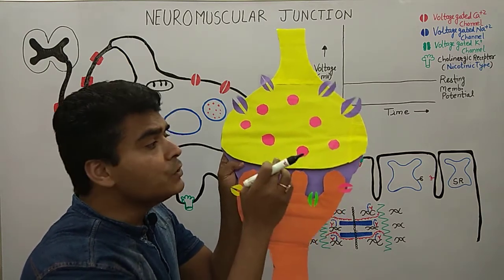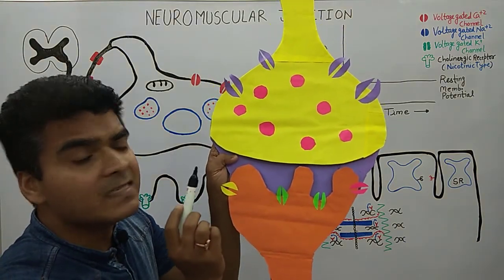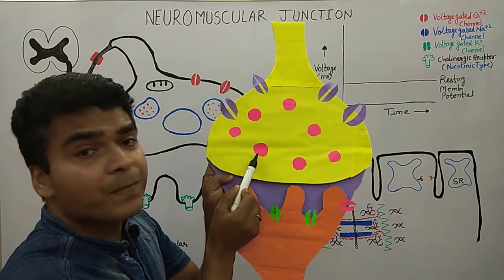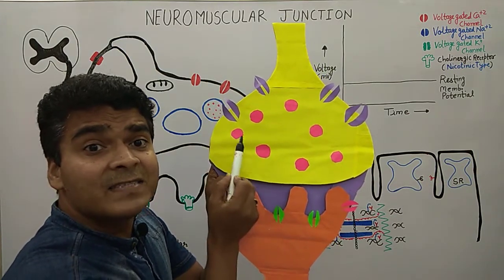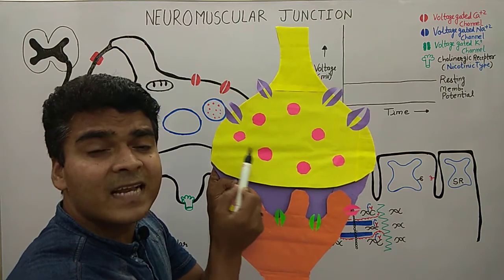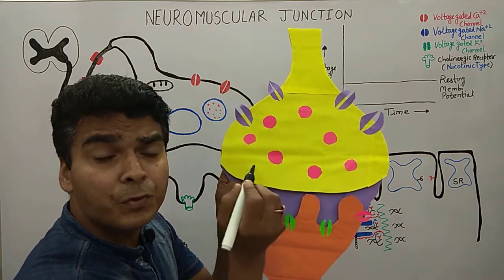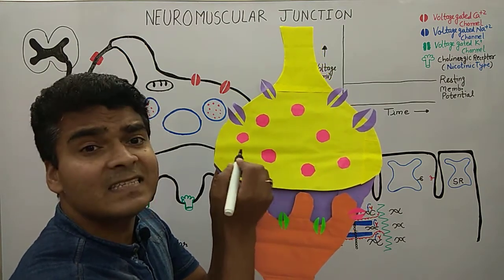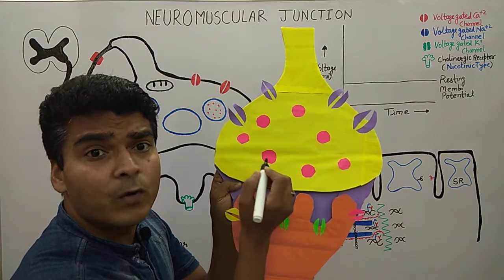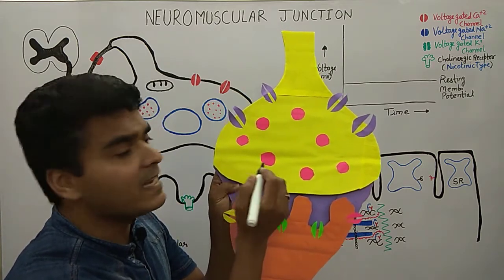In this, neurotransmitters are released. Just look at these pink colored circles. These pink colored circles are synaptic vesicles. In these vesicles we find a neurotransmitter. This neurotransmitter is filled in these vesicles. This is particularly acetylcholine, and various types of neurotransmitters may be filled in these vesicles.